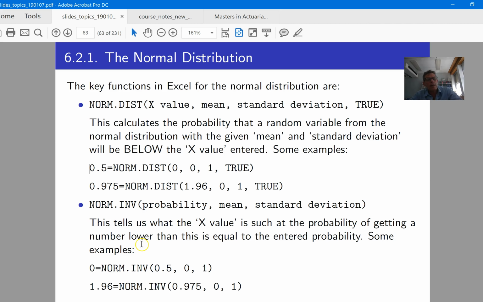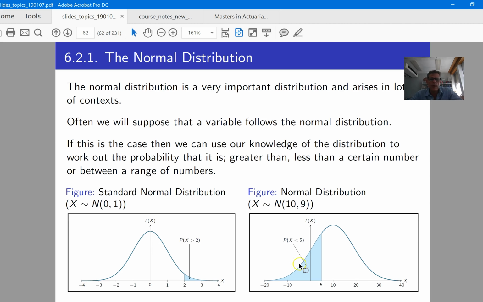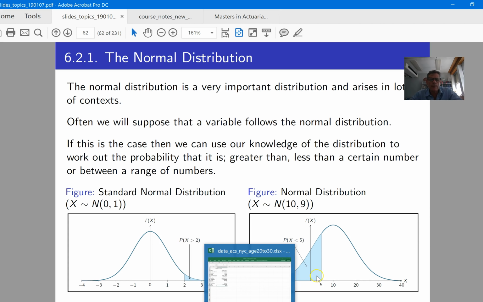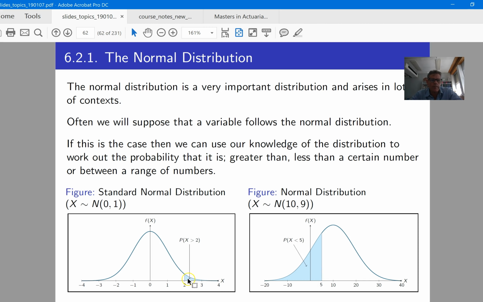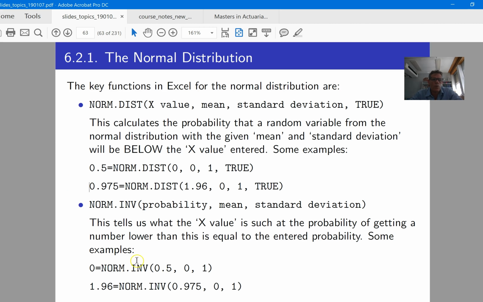Norminv answers the opposite question. You give me a probability, what's the value of x that goes along with that? So in this case, if you told me the probability was 5% or something up here, that means it's 95% down here. What's the value of x that corresponds to that? And that's called norminv. So here you give me the probability, the mean and standard deviation, and norminv gives you the x value that corresponds to that.